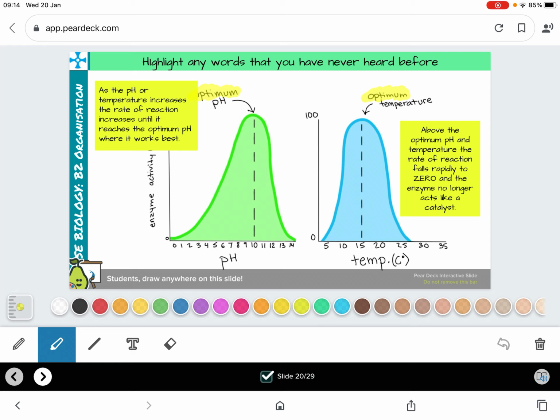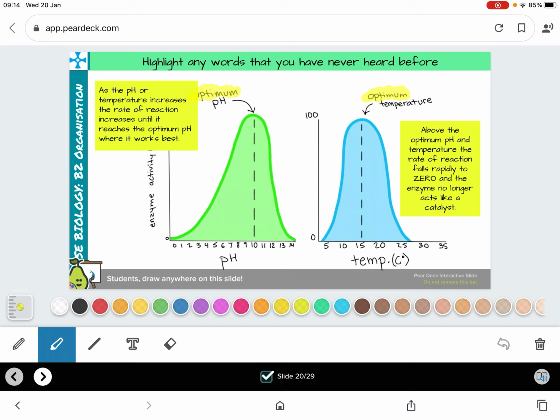So you can see on the pH graph that at 0, 1, 14, at the extreme ends of pH, there's no enzyme activity. Temperature is usually a little bit different. It will still work at colder temperatures and just be a lot slower. But at high temperatures, it will rapidly fall to 0.